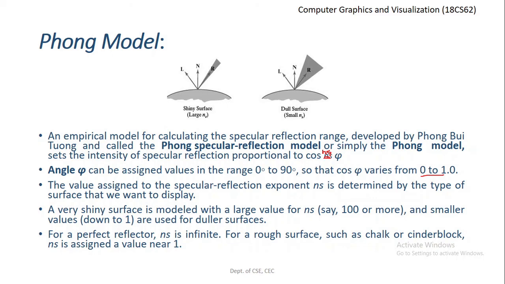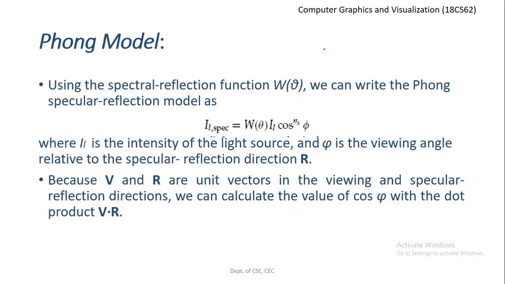Remember, the intensity of the specular reflection is proportional to cos phi raised to the power of ns, where phi is the viewing angle relative to the direction of the specular reflection vector r. We can assign the value for the angle phi from 0 to 90 degrees, so that we can vary the value of cos phi from 0 to 1, whereas we can assign any value for ns depending upon the type of surface we want to display. The value of ns will be very high for shiny surfaces, and it will be very low, down to 1, for very dull surfaces.